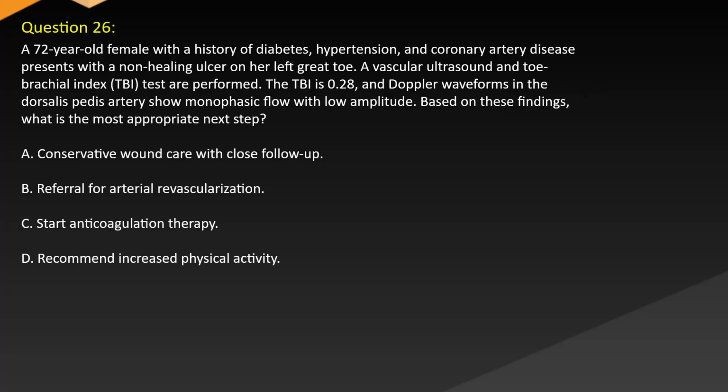Question 26. A 72-year-old female with a history of diabetes, hypertension, and coronary artery disease presents with a non-healing ulcer on her left great toe. A vascular ultrasound and toe brachial index (TBI) test are performed. The TBI is 0.28 and Doppler waveforms in the dorsalis pedis arteries show monophasic flow with low amplitude. Based on these findings, what is the most appropriate next step? A. Conservative wound care with close follow-up. B. Referral for arterial revascularization. C. Start anticoagulation therapy. D. Recommend increased physical activity.